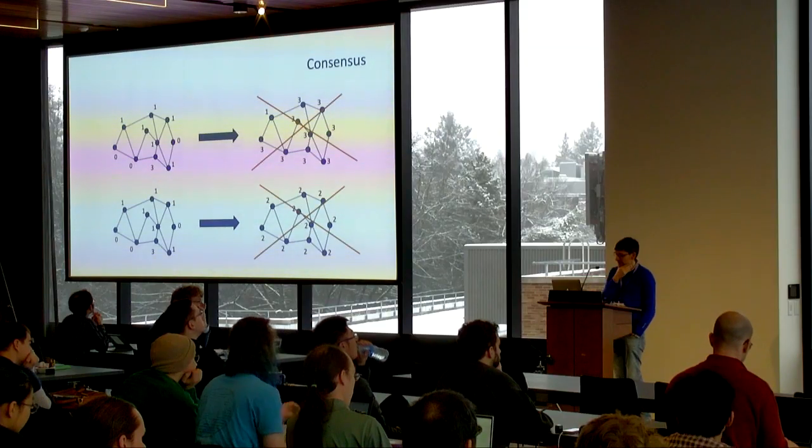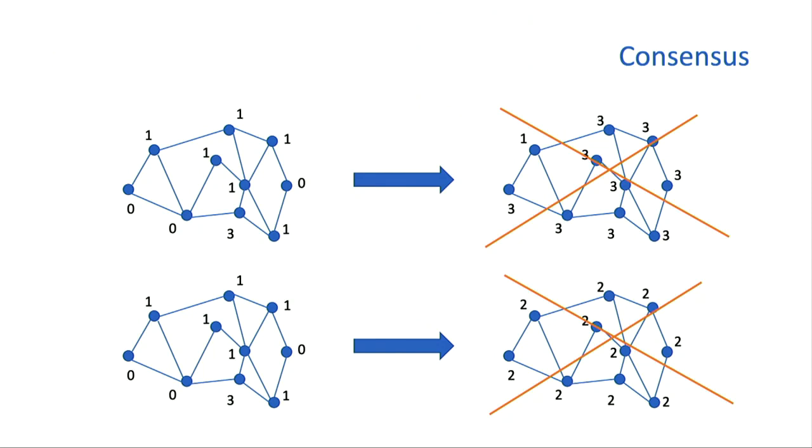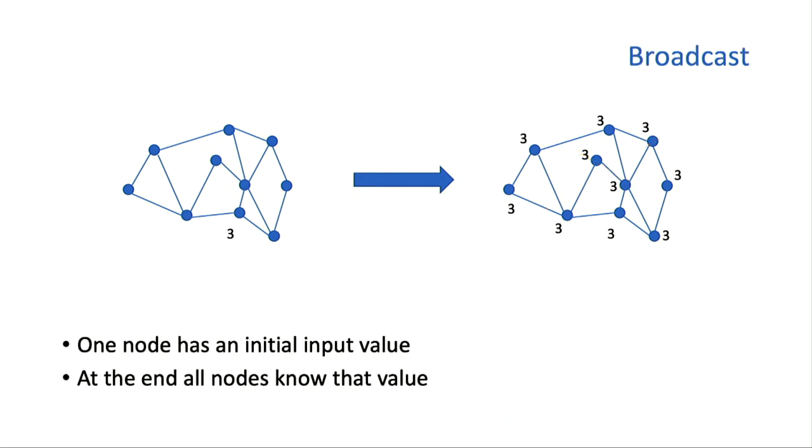So this would be a possible good outcome of the consensus protocol. Those are a couple of examples of what would not be a correct outcome. In the first case, because the nodes are not agreeing. In the second case, because they agree to some value that nobody had at the beginning.